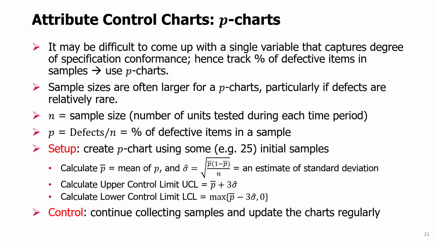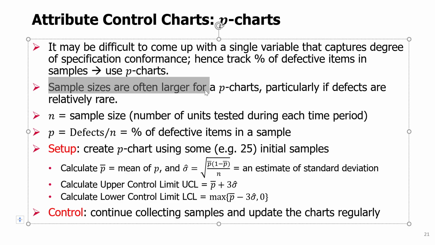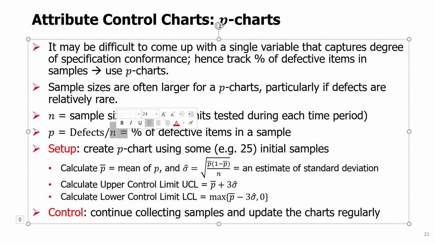Here, sample sizes are often much larger for P charts, particularly if defects are relatively rare. So N is again the sample size, the number of units that we test during each time period, and P will be the percentage of defects, calculated as the number of defects divided by the sample size. So how many of those N units were actually defective?